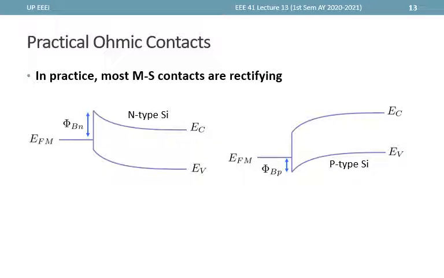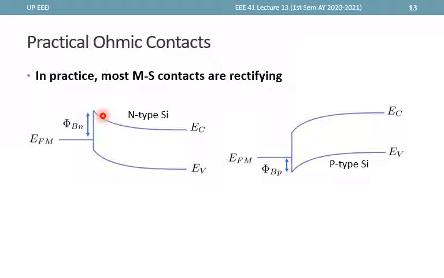So now we discuss practical ohmic contacts. In practice, most MS contacts turn out to be rectifying. Looking back at our discussion in the previous lecture, when we fabricate our MS contacts, regardless of whether Phi m is greater than or less than Phi s, most of the MS contacts actually become rectifying, since the Fermi level at the semiconductor side is pinned around 0.4 to 0.9 below EC because of the interface states that are formed between the metal to semiconductor interface.